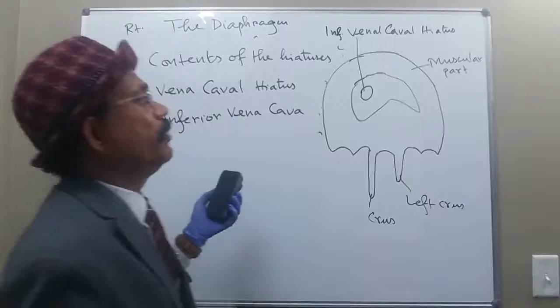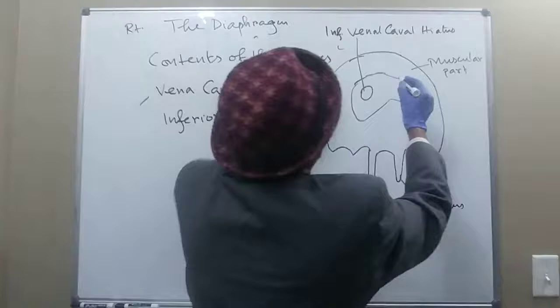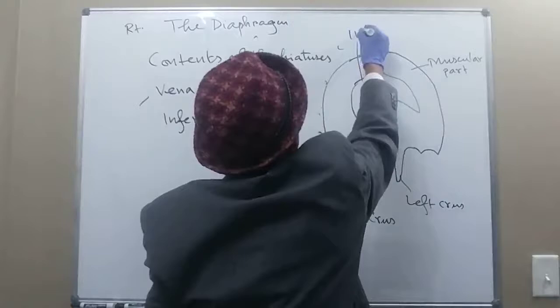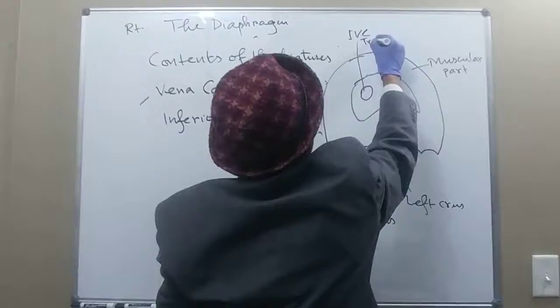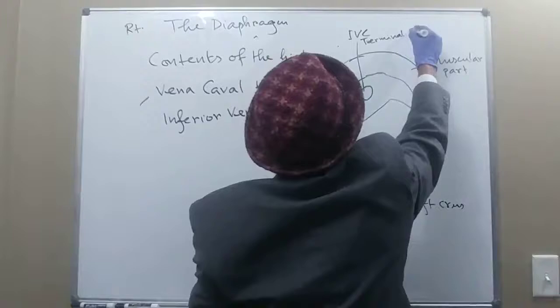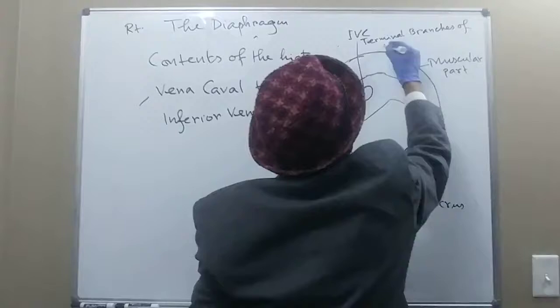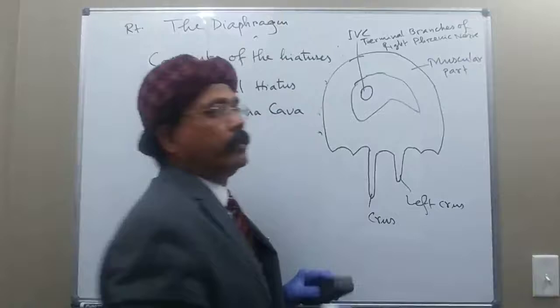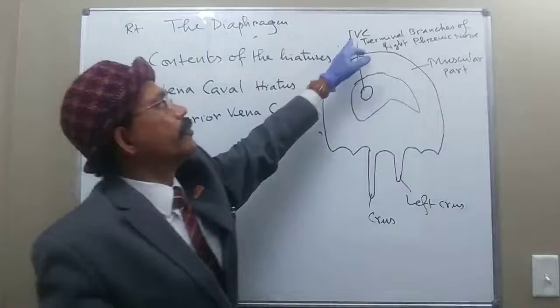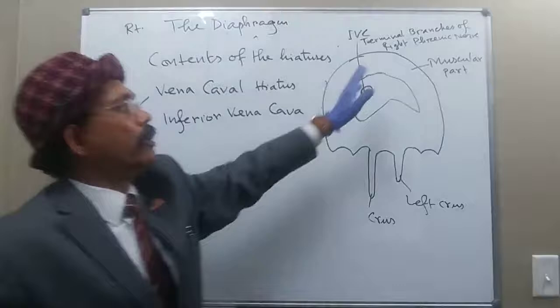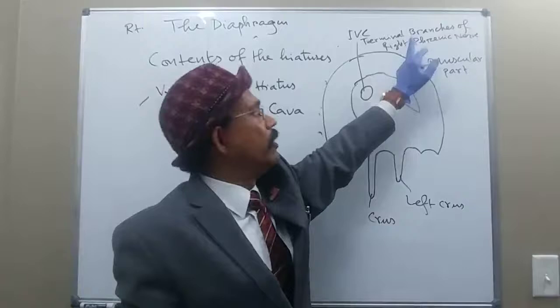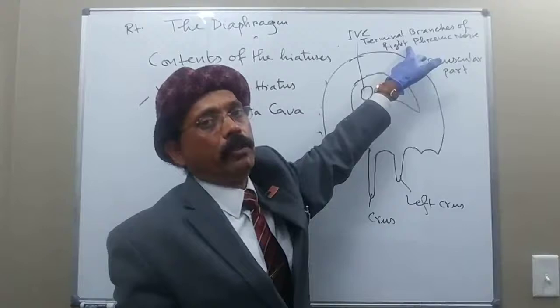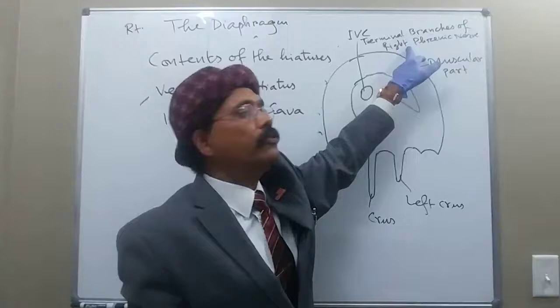What are the contents of the vena cava hiatus? Certainly, we have the inferior vena cava, IVC, and terminal branches of the right phrenic nerve. Right phrenic nerve goes to where? It goes to the under surface of the diaphragm. It innervates the diaphragm, plus it also innervates the gallbladder. So sometimes some people have inflammation of the gallbladder, cholelithiasis, cholecystitis. They may have referred pain to the right shoulder.